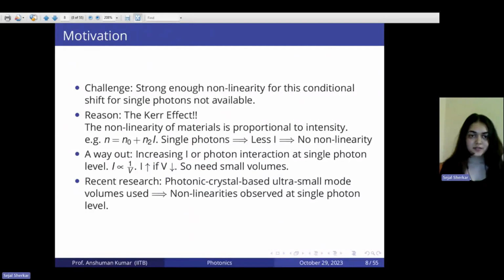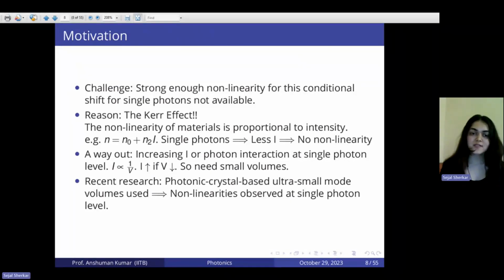The reason is the Kerr effect. The nonlinearity of materials is proportional to intensity. Example, refractive index is equal to n0 plus n2 times intensity. Single photons result in less intensity, which results in no nonlinearity. A way out in this situation is increasing intensity or photon interaction at single photon level. Intensity is inversely proportional to volume. Intensity increases if volume decreases, so we need smaller volumes.